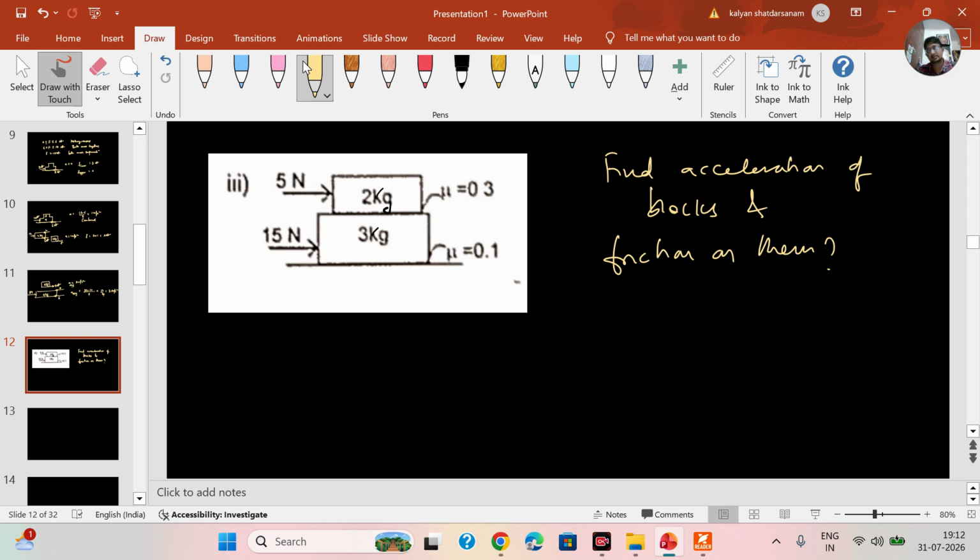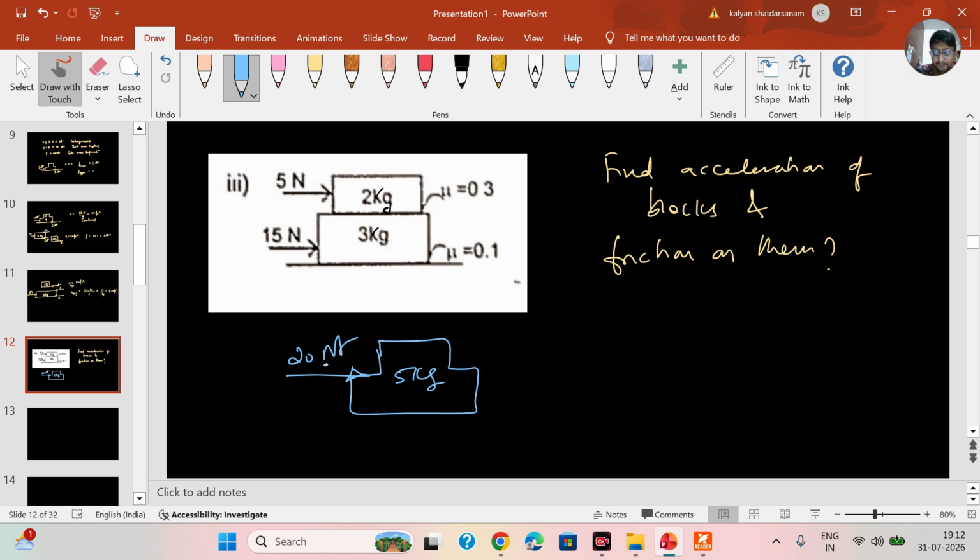So are they moving together or no? We first start with that assumption. So let's draw combined free body diagram. Here there is a kinetic friction of 5. So combined acceleration is 15 by 5, which is 3 meter per second square. Using this combined acceleration, let's calculate the friction between 2 and 3 kg.